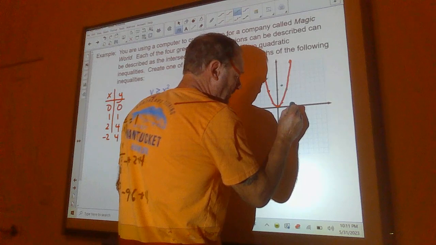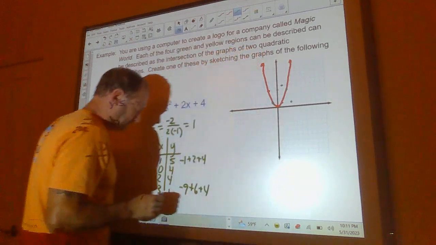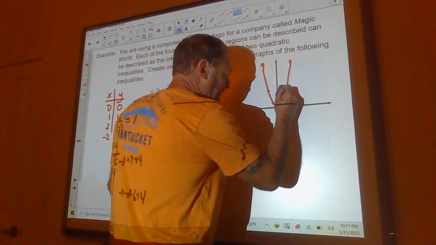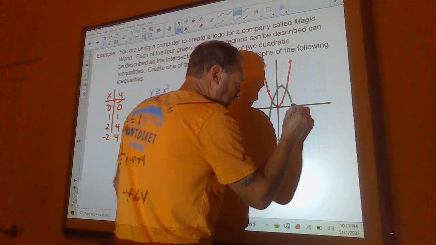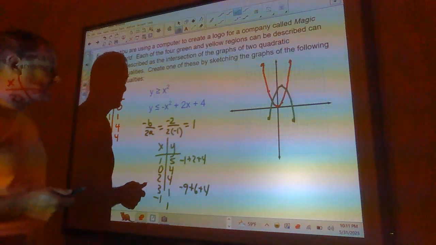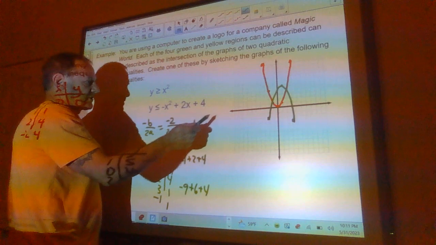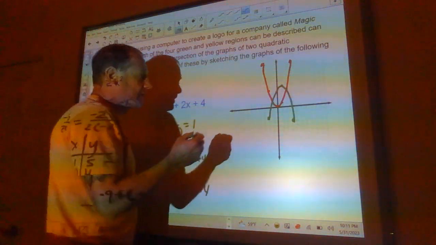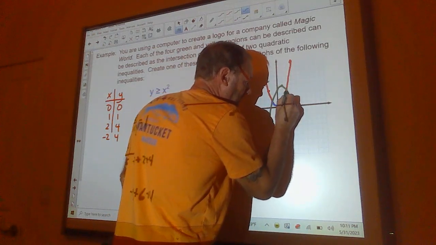So 3 is going to give me 1. That means negative 1 is also going to give me 1. And now I get this graph right here. And the shape that I want is going to satisfy both of those. So it's got to be below the green curve, but above the red curve. So this is my logo shape right here.